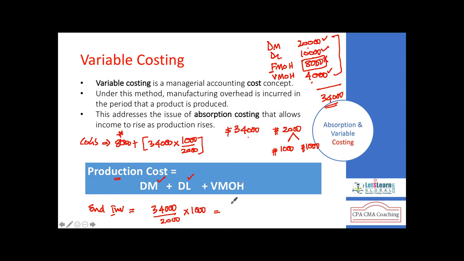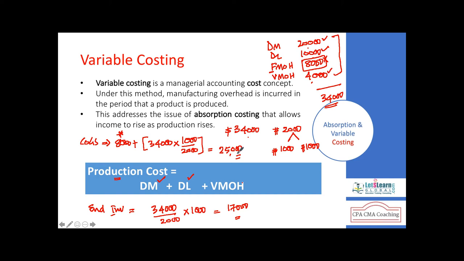Multiplied by what? 1,000 units divided by 2,000 units. This is the cost of goods sold. Please remember, the entire amount of fixed overheads is charged in the current period itself. Now, what is the ending inventory value? Ending inventory value equals, we should take only the variable costs.